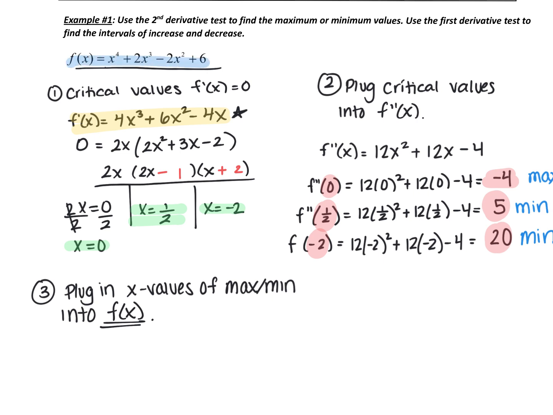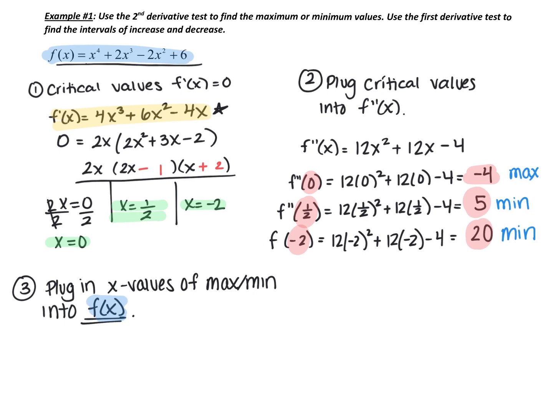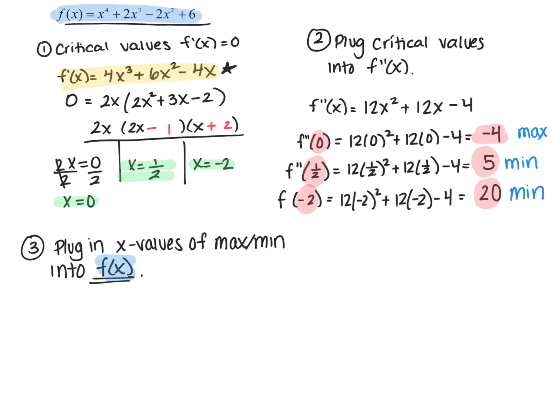So we'll highlight the original function here up in blue, and then that's where we're going to plug into. So to find the coordinates of the max, we're going to plug in this is a max value. We're going to plug in 0. So I'm going to write down what we're going to plug in. So we're going to plug in f of 0. Then we're going to plug in f of 1/2. And we're going to plug in f of -2.